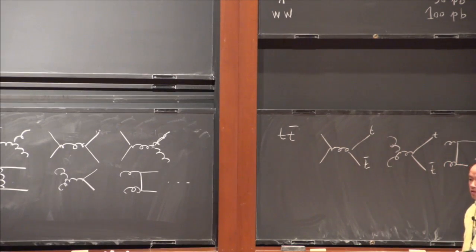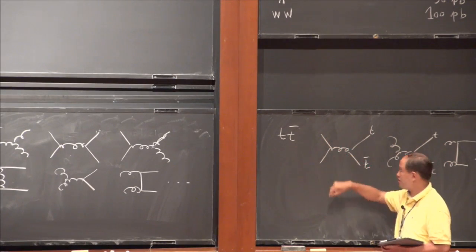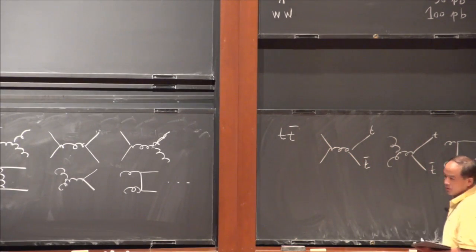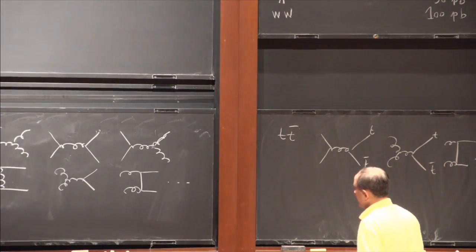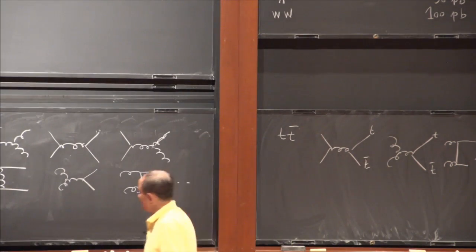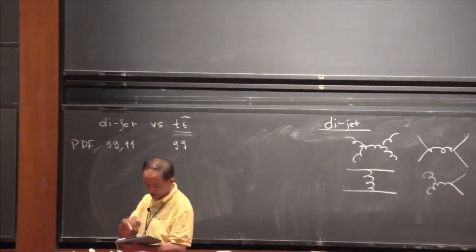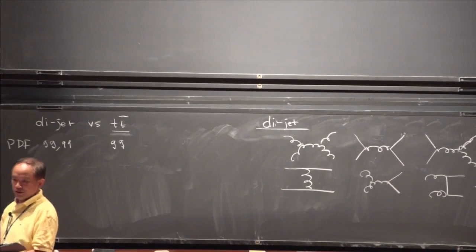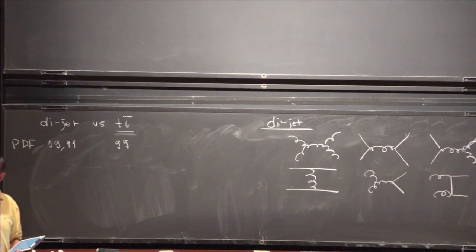Okay. So this has to start from QQ bar. QQ bar is smaller than glue usually. So basically you are typically dominated by these two. So as far as PDF is concerned, I think they are not that too different. Maybe this is a little bit bigger.